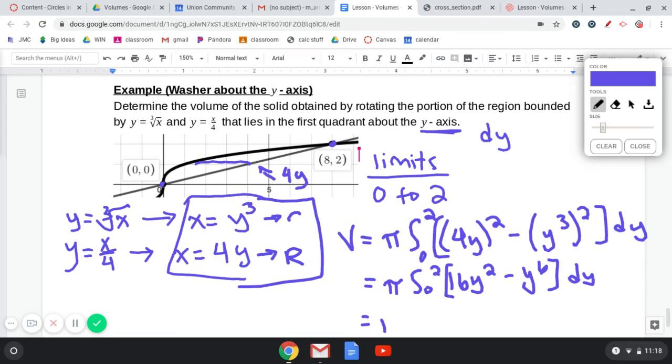which equals pi. Let's actually integrate now. So this is going to be 16 over 3 y cubed minus 1/7 y to the 7th, evaluated from 0 to 2. And when you actually evaluate, alright, I will erase this and we'll do one more step here.